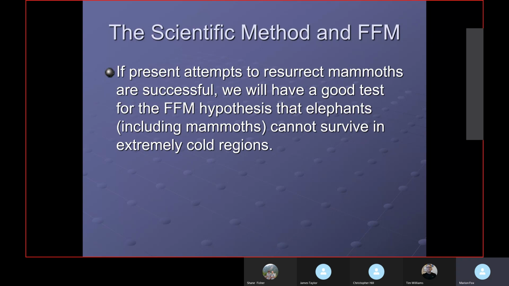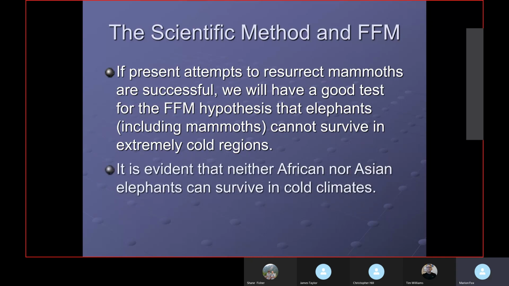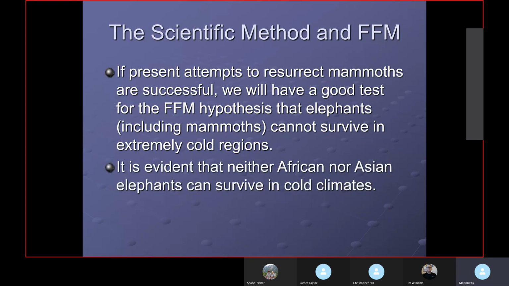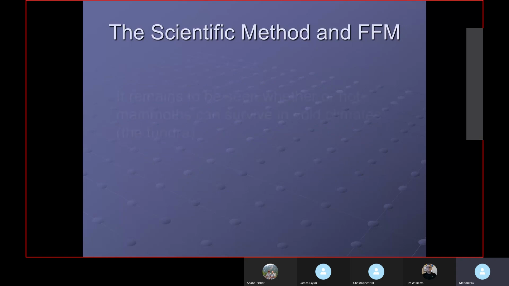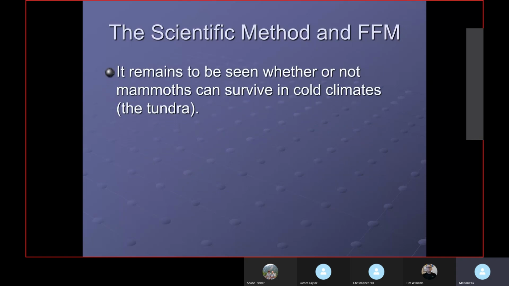Didn't happen. And my claim is if they get these mammoths, it will cause a great crisis among them if it can't survive cold climates. And I predict it won't, because it's an elephant, just a variety of elephant, probably can't survive it. It's evident that neither African nor Asian elephants can survive cold climates. It remains to be seen whether or not mammoths can survive in cold climates, however, in the tundra.